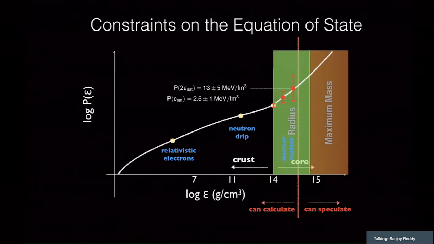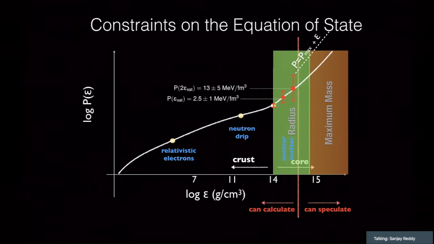So if you really want to calculate what the radius of a 1.4 solar mass neutron star is, you really are interested in the behavior of the equation of state in the outer core of a neutron star. You're not very sensitive to the inner core properties. But on the other hand, if you want to know what the maximum mass of a neutron star is, then you're very sensitive to the inner core properties of the neutron star, or to the properties of matter at supranuclear densities.